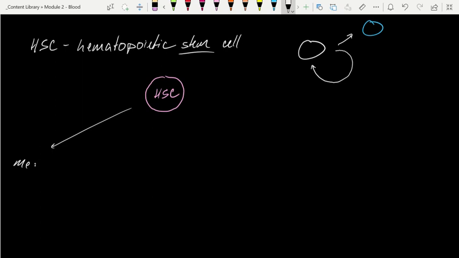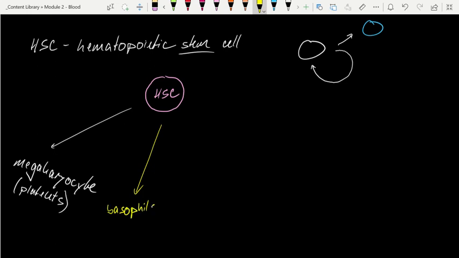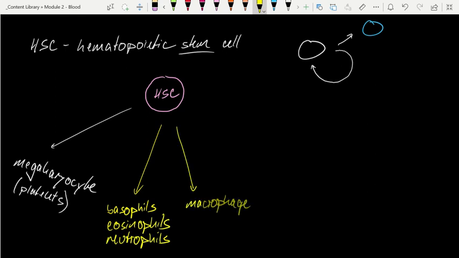How about a megakaryocyte? The megakaryocyte is all about platelet production, which is important for clotting. We can also think of nonspecific immune cells: basophils, eosinophils, neutrophils, closely related macrophages. These are all involved in nonspecific aspects of immunity, among other things.